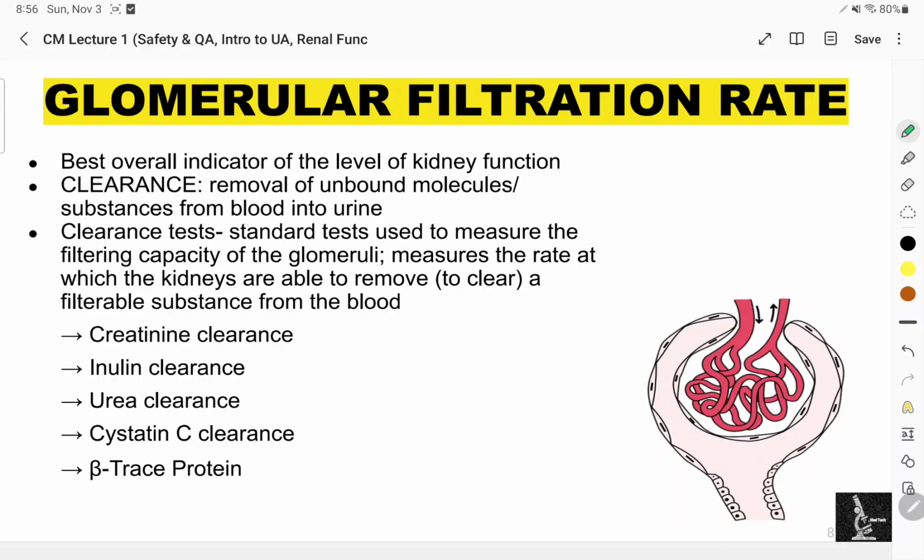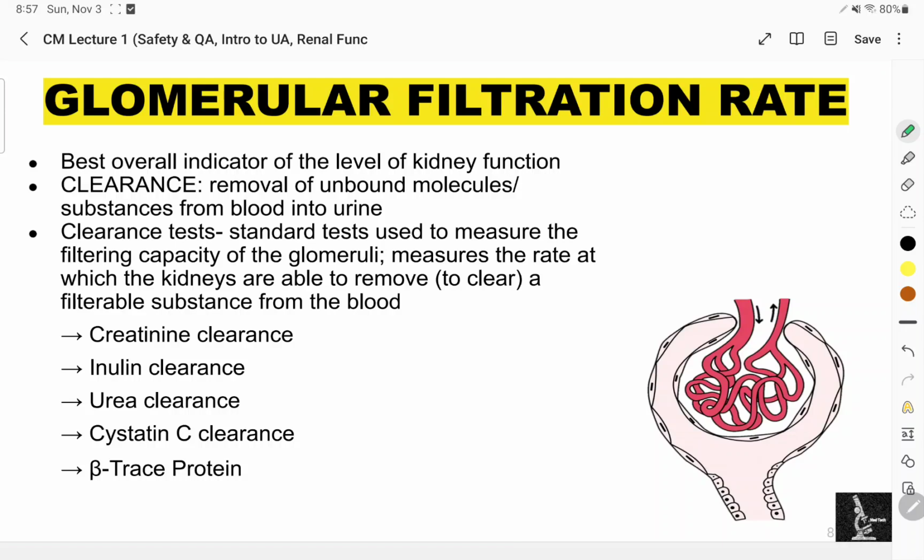And also clearance. Clearance is the term used for the removal of unbound, meaning wala naka-bound, molecules or substances from blood to urine. So dili pwede ang bound kay most of the substances that are bound, ang nag-bound sa ilaha are albumin. And of course, proteins are not allowed to pass through. Diba? You shall not pass. Ano si Dumbledore. Okay? Charot.